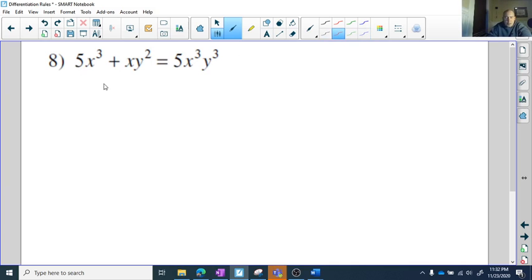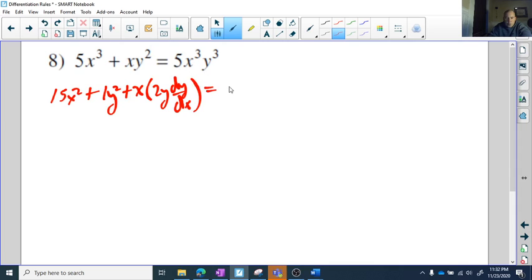Implicit differentiation, because it's an implicitly defined function. X's and Y's are all mixed up throughout. So we go left to right. 15x squared plus product rule. Derivative of the first is just a 1 multiplied by the second plus the first multiplied by the derivative of the second, equals product rule. Derivative of the first multiplied by the second plus the first multiplied by the derivative of the second.